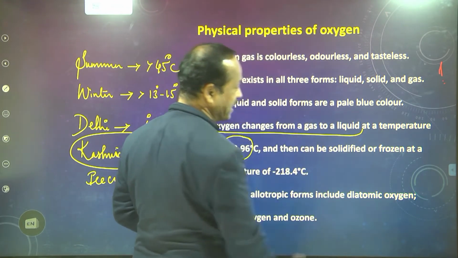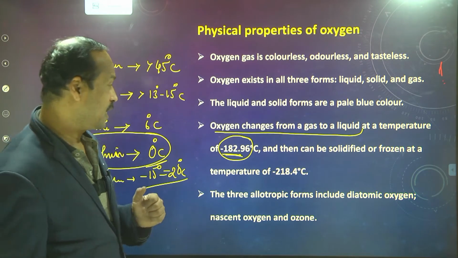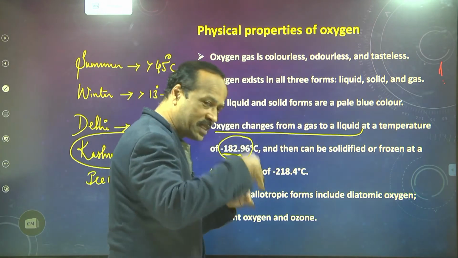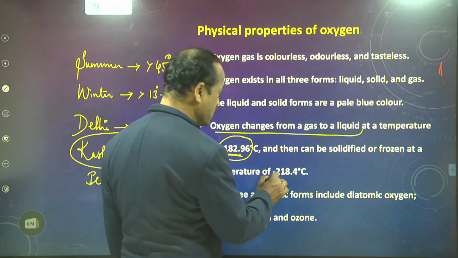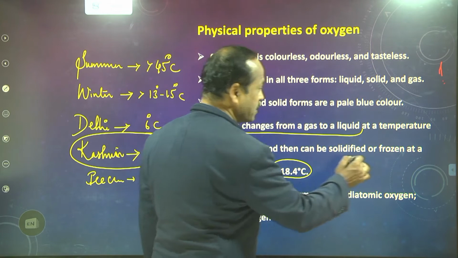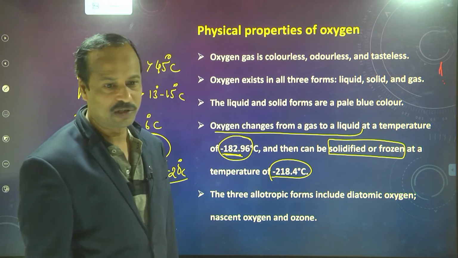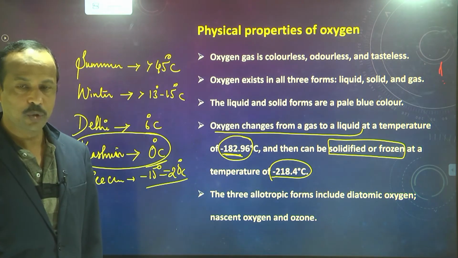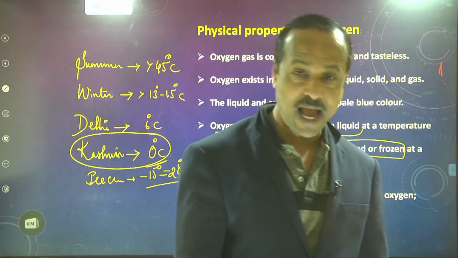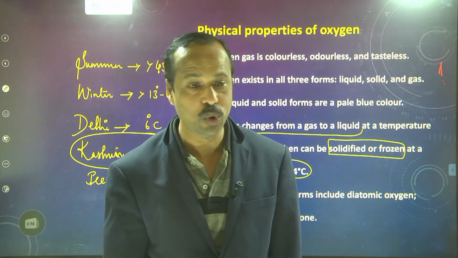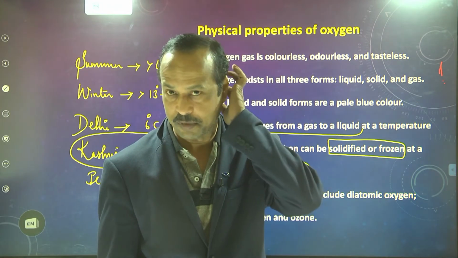At minus 182 degrees Celsius, oxygen can be changed into the liquid state. If you decrease the temperature still further, to minus 218, it solidifies or freezes. Oxygen becomes solid. So in this way, although oxygen is actually a gas, we can change it into liquid as well as solid, under normal pressure. Is this clear to you?